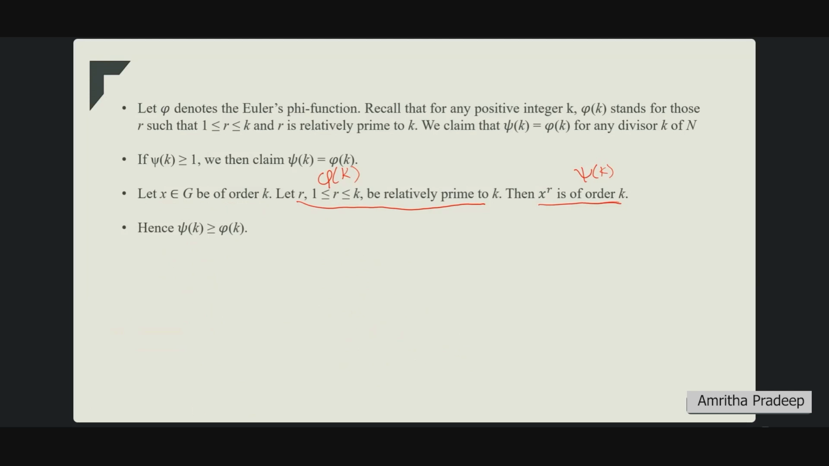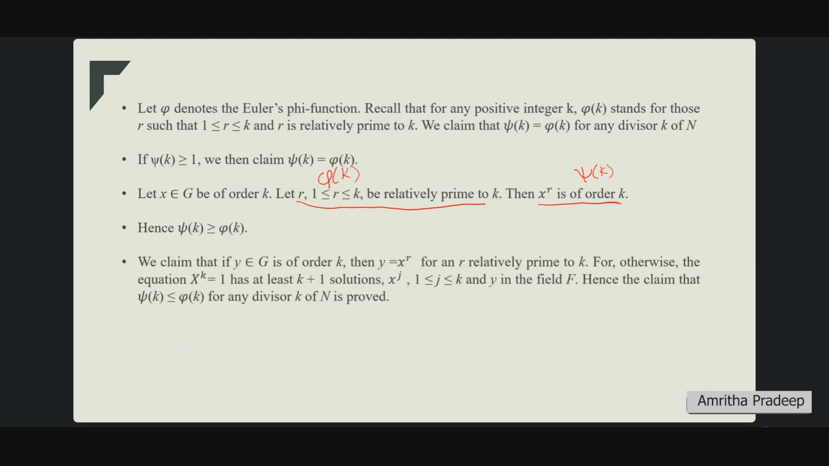Now, usually when we have to prove some a is equal to b, what we do is we say a is less than or equal to b and b is less than or equal to a, and by the law of trichotomy, it has to be equal. So with this you have proved one part. For the other part, assume y is of order k, then y should be of the form x power r. Because otherwise, if you consider this equation, there will be k plus 1 solutions, that is x1, x2, and so on up to xk, and a y also. So it is a contradiction, right? Because it cannot have k plus 1 solutions.